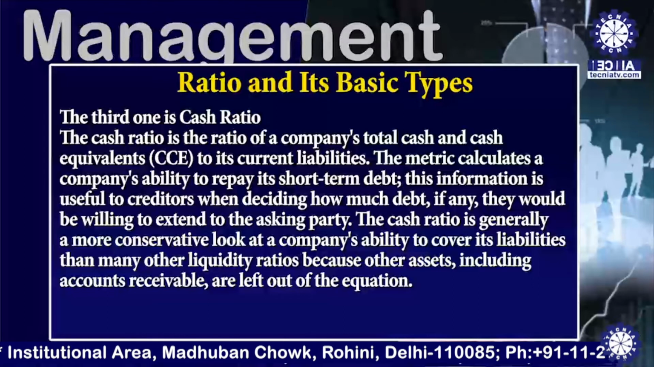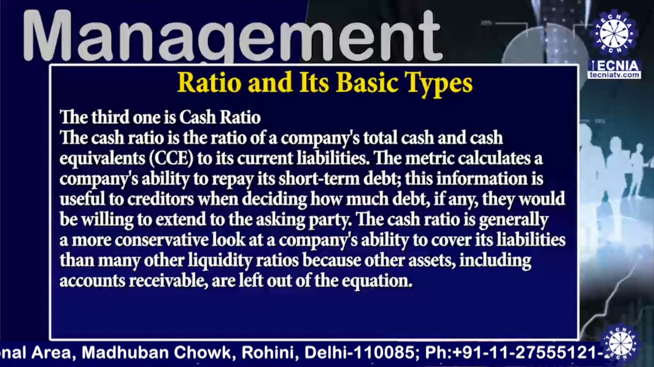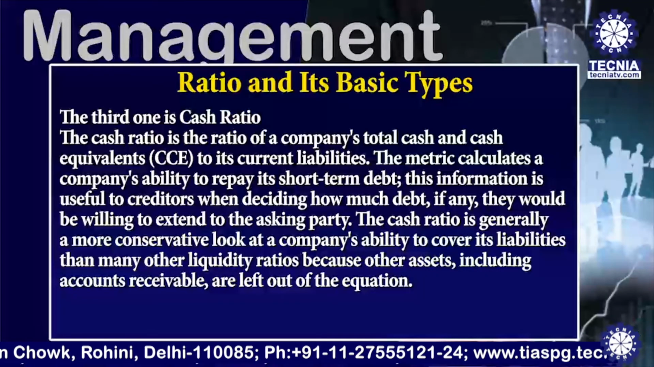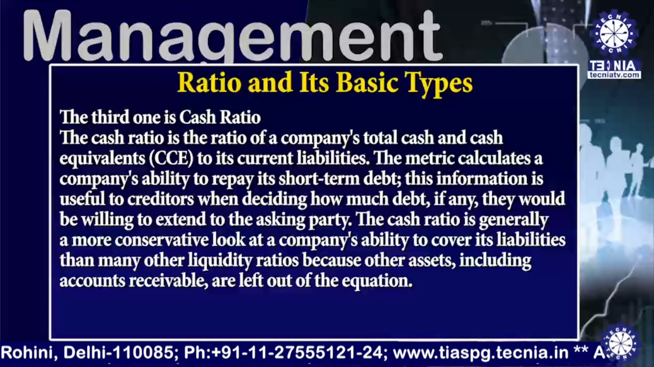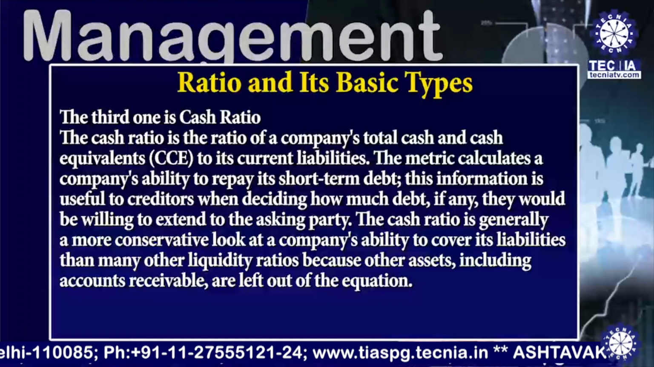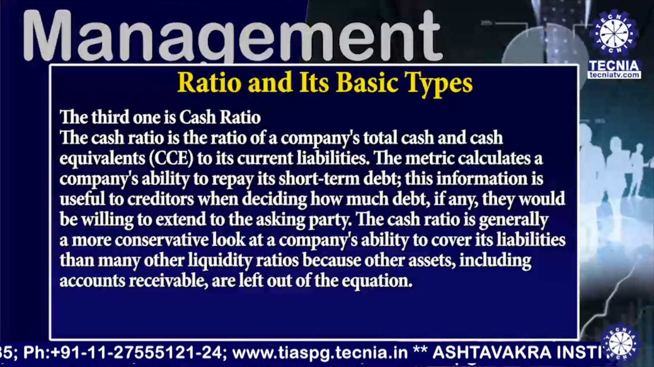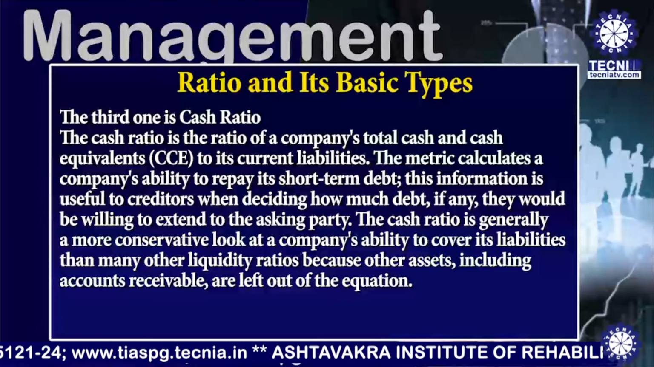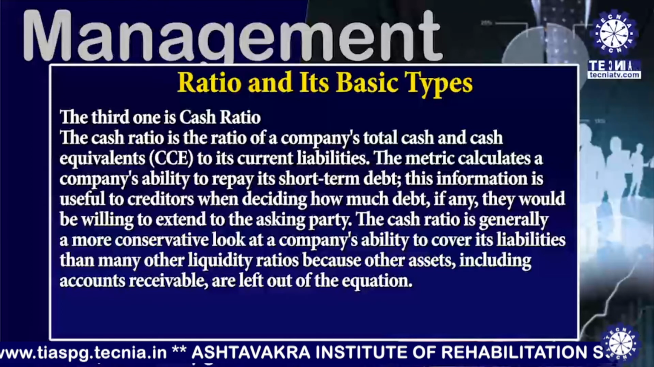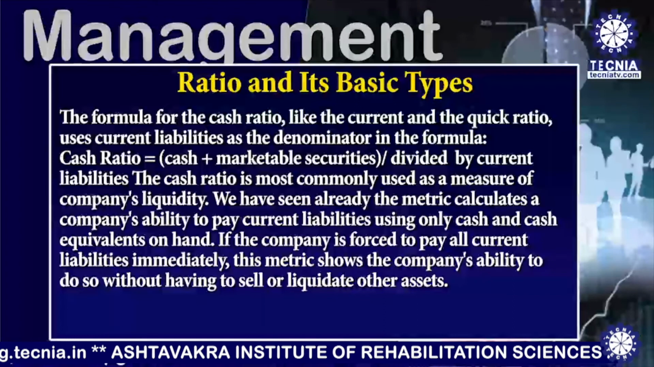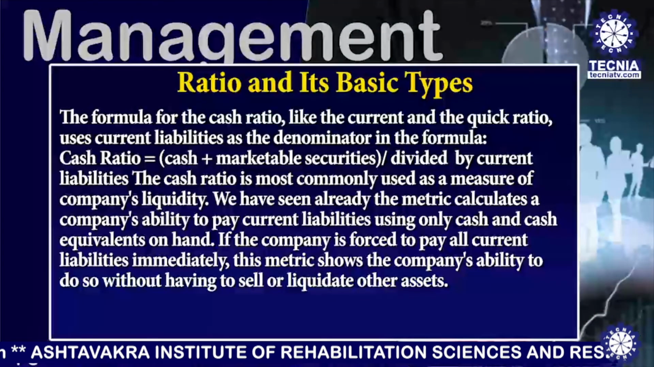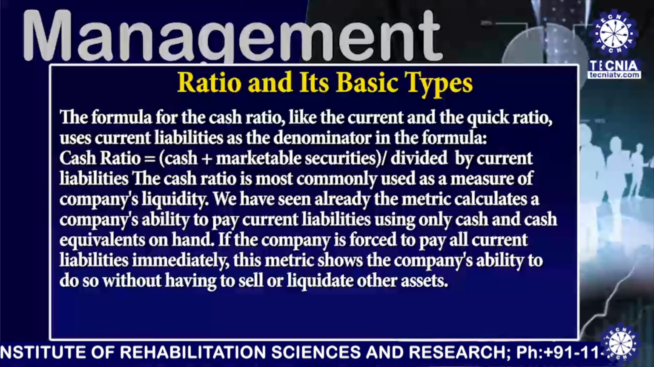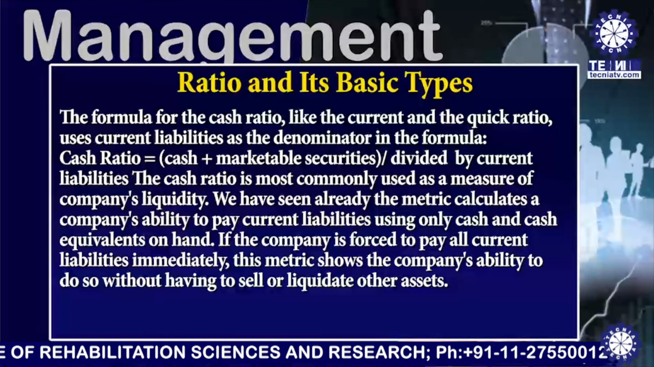The cash ratio is generally a more conservative look at a company's ability to cover its liabilities than many other liquidity ratios because other assets, including accounts receivable, are left out of the equation. The formula for the cash ratio, like the current ratio and the quick ratio, uses current liabilities as a denominator in the formula.